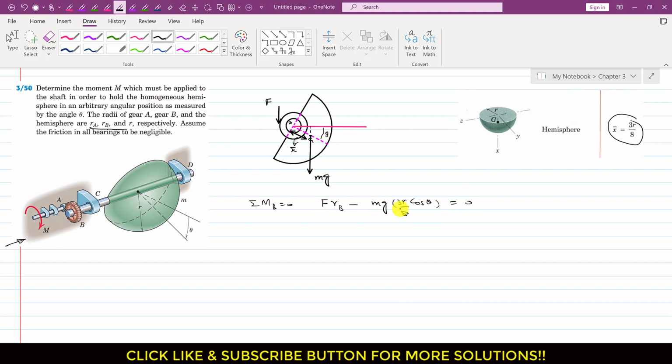If we bring this whole term to the other side, FRB will be equal to this thing. We can say that F will be equal to 3 divided by 8 mgr cos of theta divided by RB. So I will divide this by RB. So this is the force F which gear A applies on this gear B.